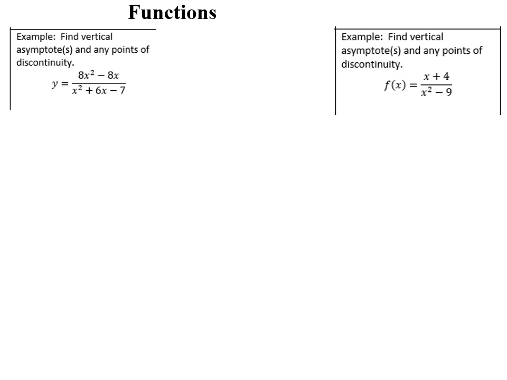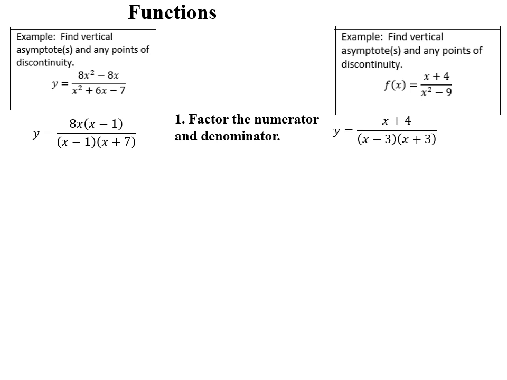We want to find vertical asymptotes and any points of discontinuity for both of these examples. First thing you do is you factor the numerator and denominator. The one on the left, 8x squared minus 8x, is just 8x times x minus 1, and the bottom factors into x minus 1 and x plus 7. On the second one, x plus 4 doesn't factor, and x squared minus 9 factors into x minus 3, x plus 3.